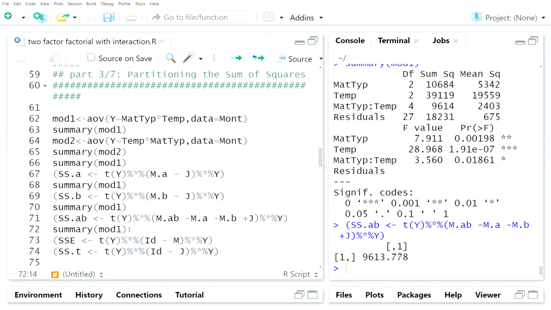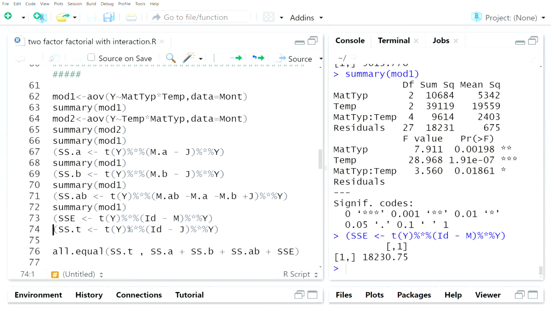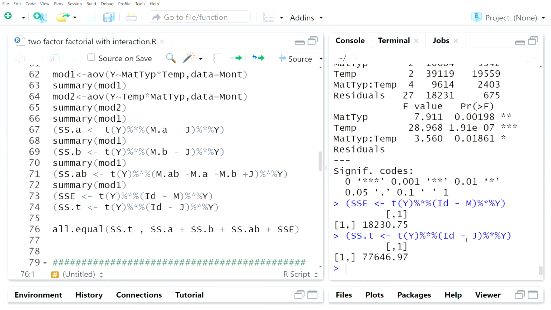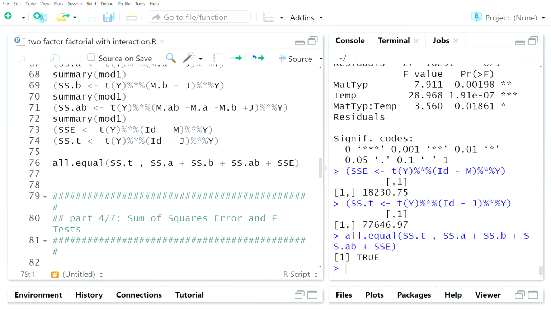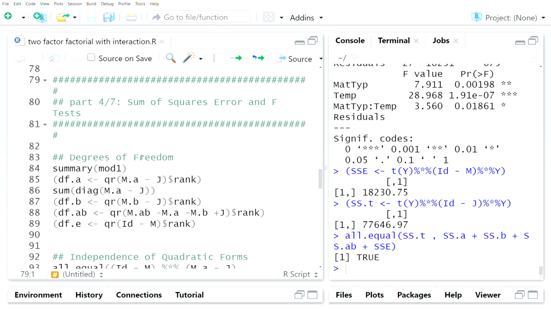And then let's do the sum of squares error, and it's 18231, which is the same as when we calculated it, not by hand, but using matrix theory. And the sum of squares total is, of course, y transpose (I minus J) y. And notice that if we add up all the sums of squares that we calculated, it does equal the sum of squares total.